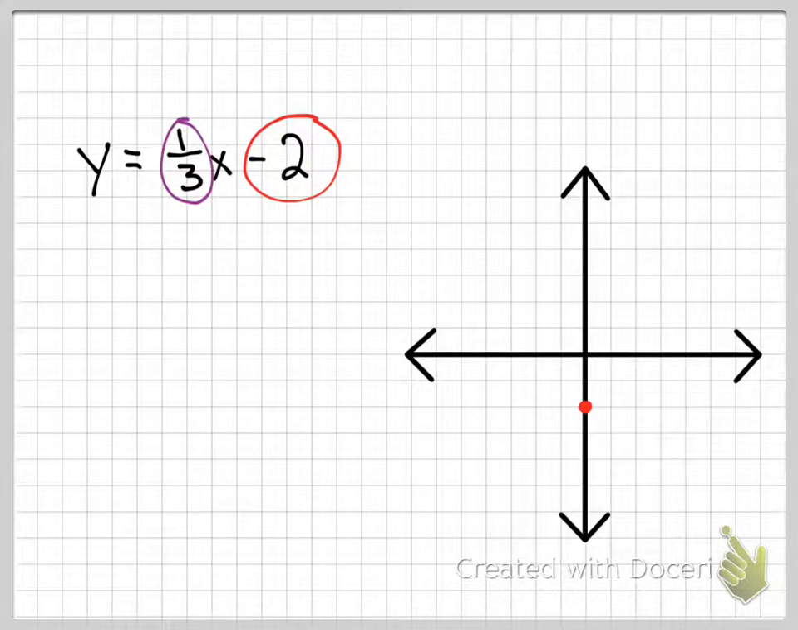My slope is rise 1, run 3. So I'm going to go up 1 and over 3. And then I can do up 1 over 3 again. And then to go backwards, I'm going to go down 1 and back 3 to continue my pattern. And after that, I can draw my line. And I have my graph.